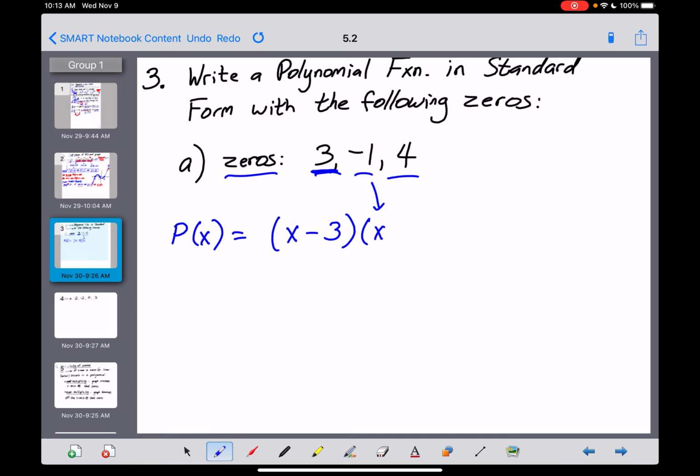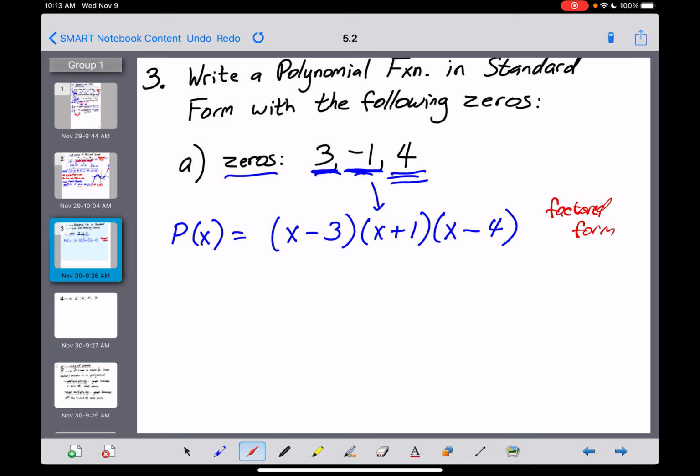It's x, and you always want to think minus whatever this number here is. Minus -1 would just be more easily written as +1. And the last 0 is +4, so we're going to do x minus this number right here. And there's your polynomial function in, let's write it out everybody, this is in factored form.